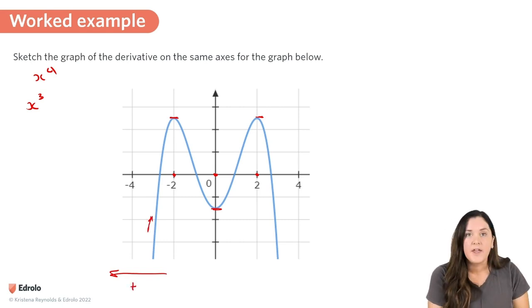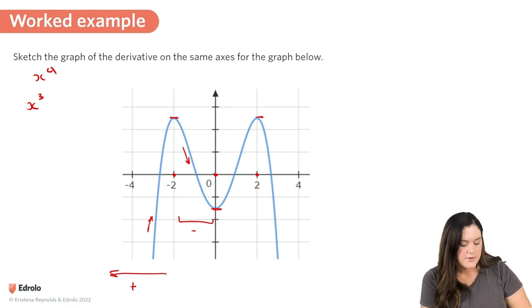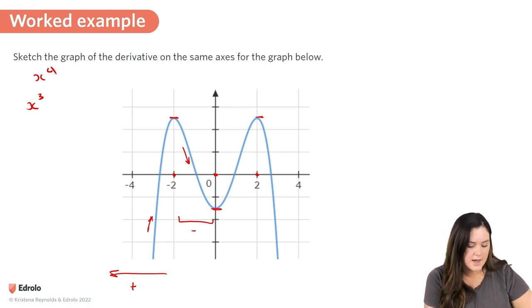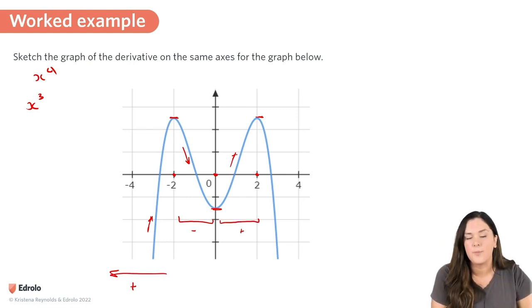increasing there. From negative 2 to 0, we can see that our graph is going downwards, so it's decreasing. So from here to here, it is negative gradient. From 0 to 2, again, our graph is increasing, so we have positive gradient. And then from positive 2 onwards, our graph is decreasing, so we have negative gradient there.